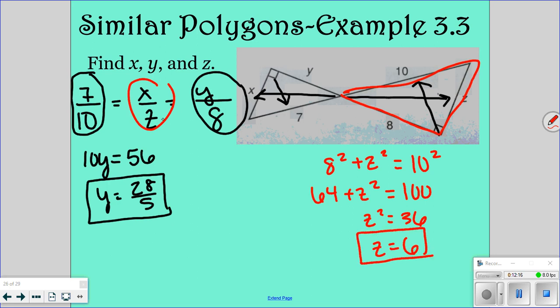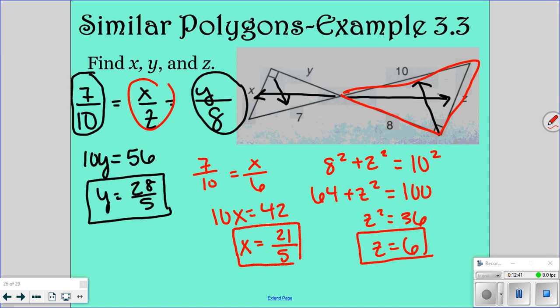And so now we can plug z into that ratio. So we're going to have 7 over 10 equals x over 6. And then if you cross multiply, you'll get 10x equals 42. And so x would equal 21 over 5. So that would be your answer for those 3.